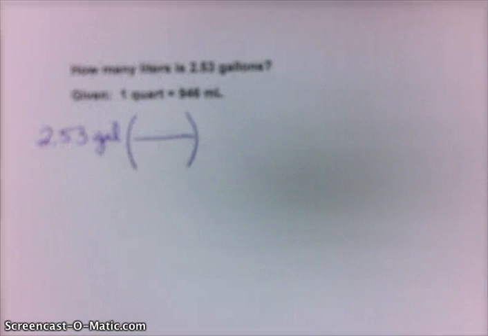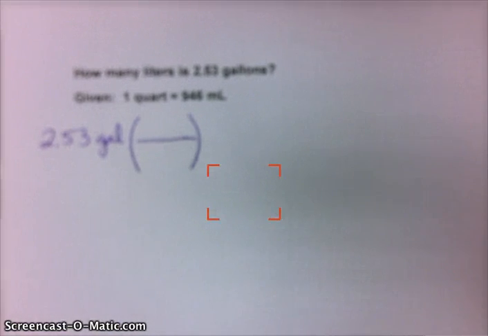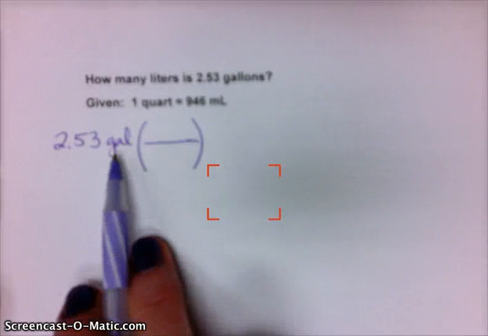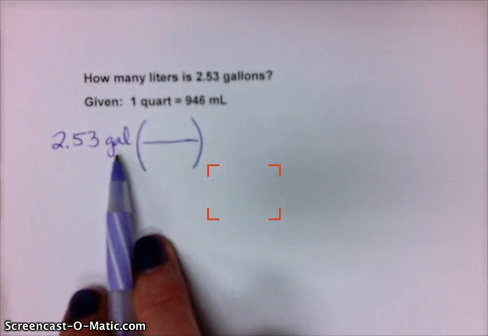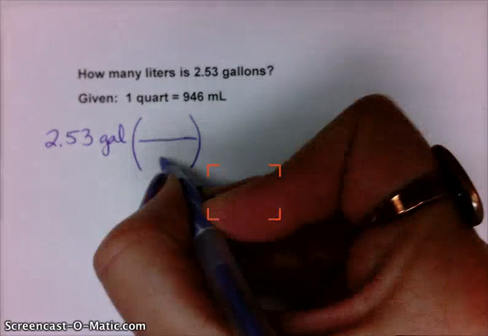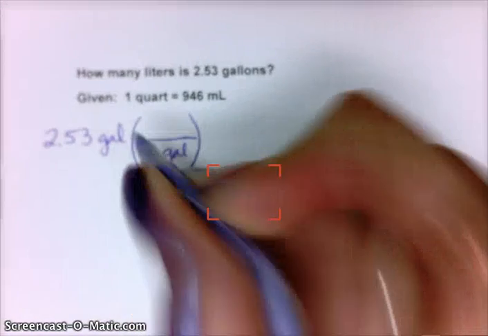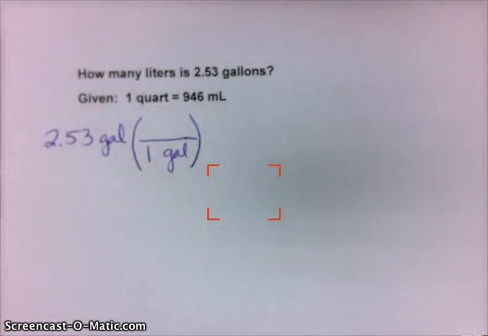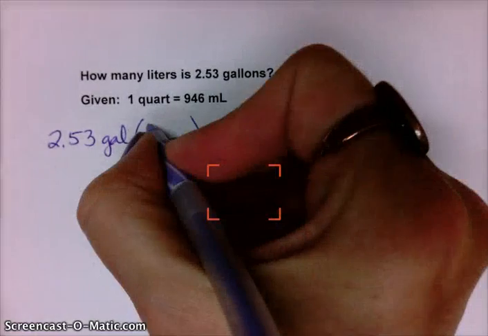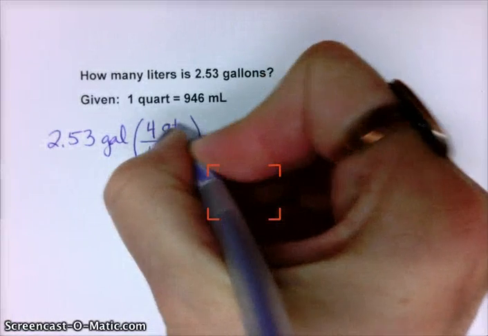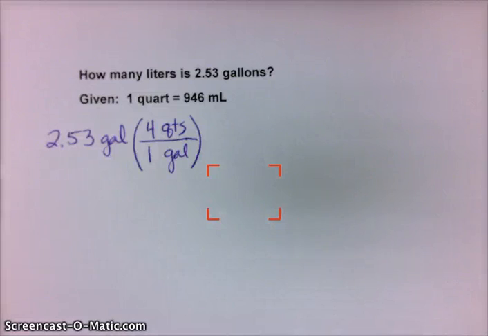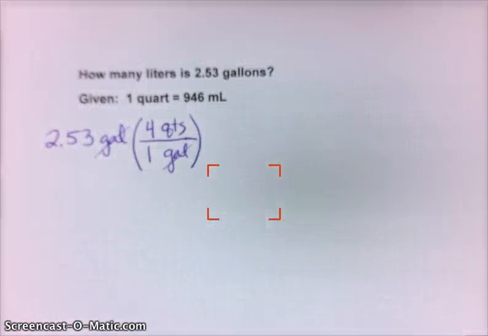So what goes on top and what goes on bottom? Well, we have gallons as what we're starting with. So to cancel out, gallons has to go on the bottom. And we said 1 gallon because the gallon is bigger, and it contains 4 of the quarts. So 4 quarts goes on top. This allows gallons to cancel.